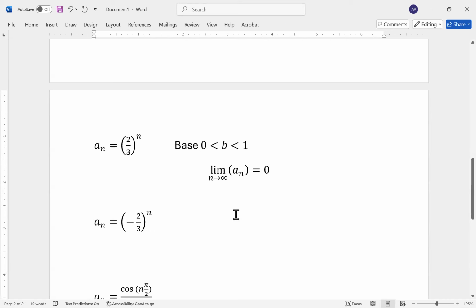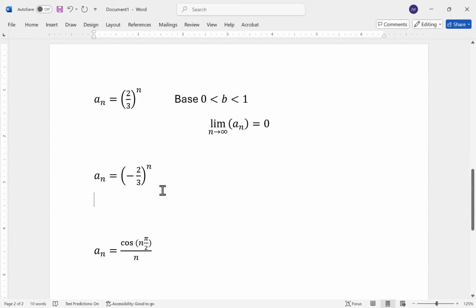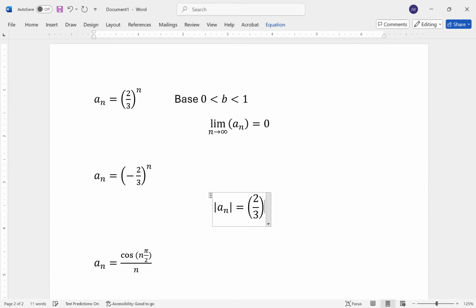Knowing the absolute value function and knowing how that can work with a negative inside of an exponent raised to the nth power, hopefully we can see that if I take the absolute value of a sub n in this second example, that is simply going to be the expression positive 2/3 raised to the nth power. Now we know that the limit of this goes to 0.